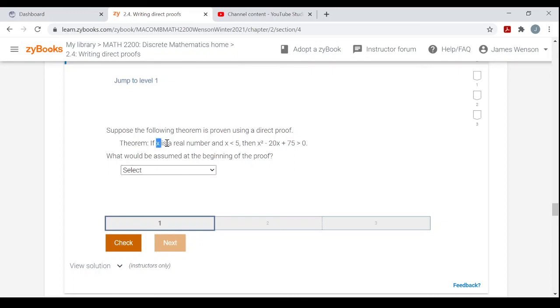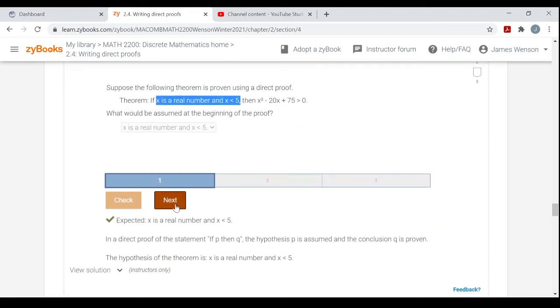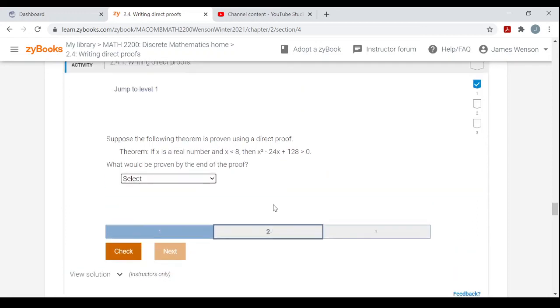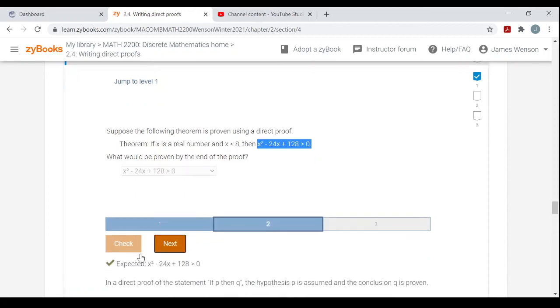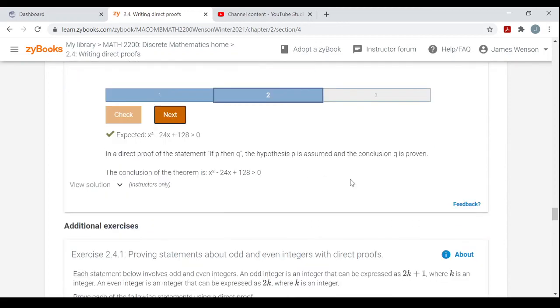Well, again, just the hypothesis here, just these two things: that x is a real number and that x is less than 5. So this thing here, right? And then I check that, and that's it, if it was a direct proof. Pretty simple stuff. And let's see what the next one looks like. Yeah, it's the same thing. Now, look at the question, though. What would be proven by the end of the proof? That's the conclusion, right? That x squared minus 24x plus 128 is greater than 0. That would be shown. So just pay attention to what's being asked.